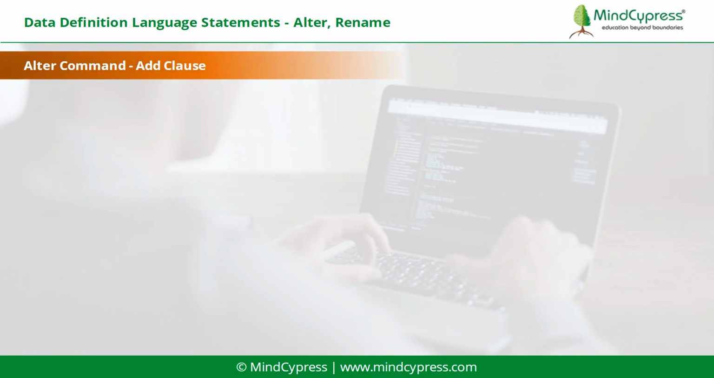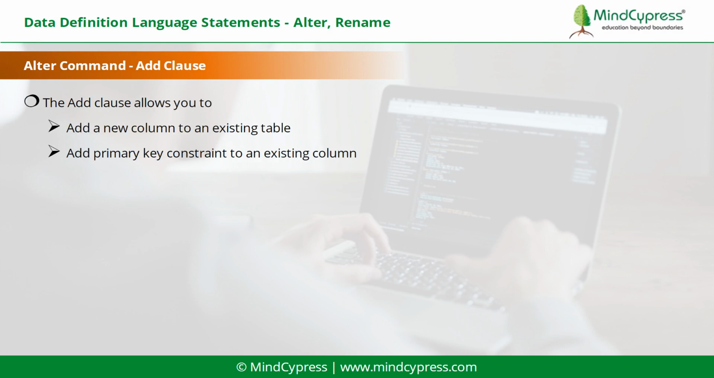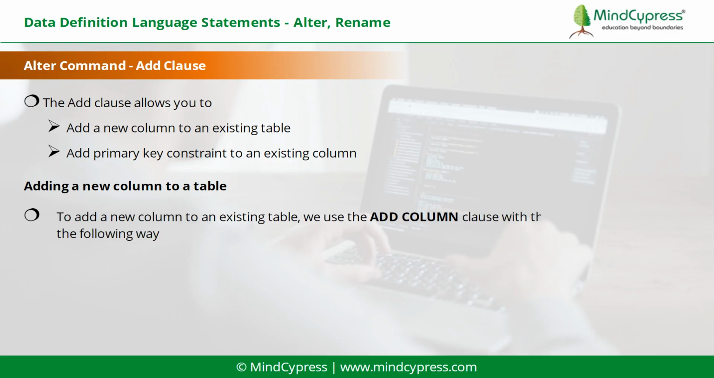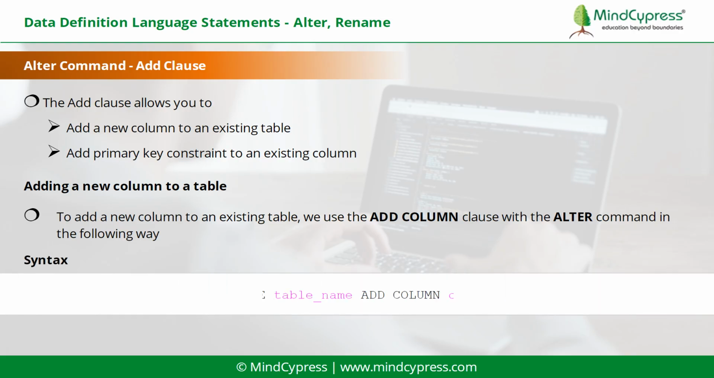Let's discuss the add clause and alter command. The add clause allows you to add a new column to an existing table and add a primary key constraint to an existing column. Adding a new column to a table: to add a new column to an existing table, we use the add column clause with the alter command in the following way. Here is the syntax.